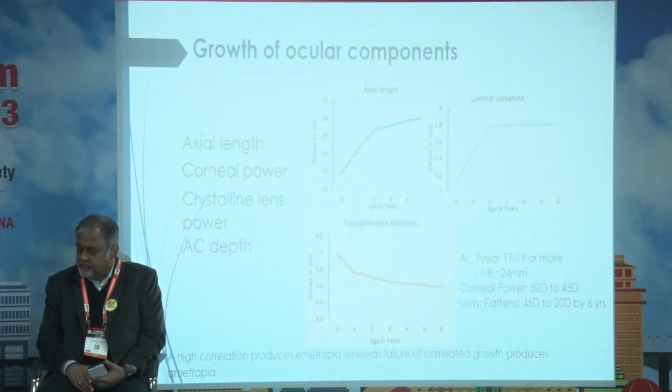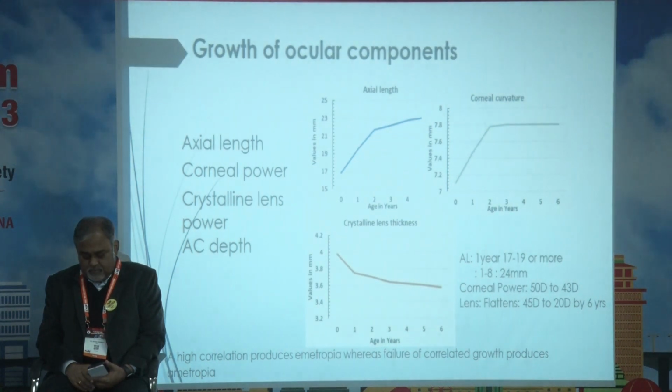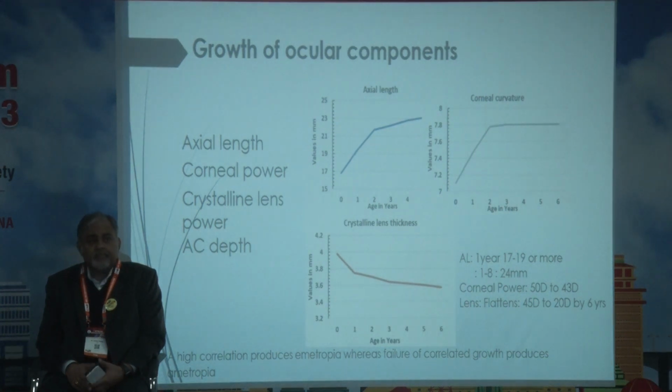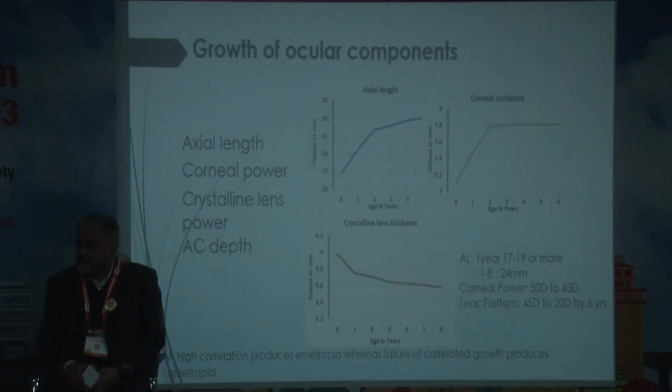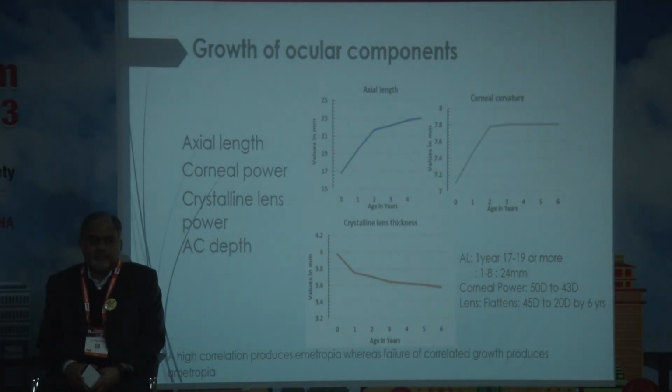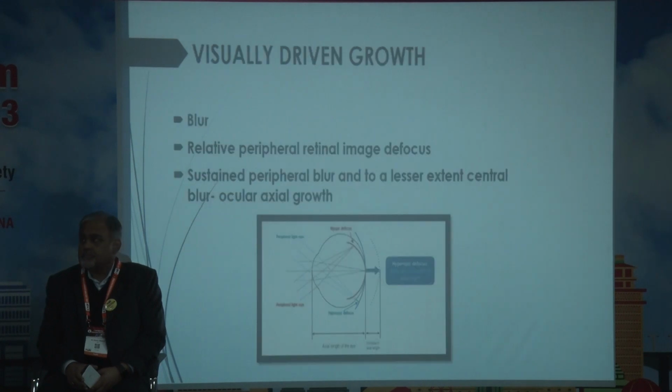error. And this growth of ocular components requires a correlated growth between all these components: the axial length, corneal power, crystalline lens power, and the anterior chamber depth. We know axial length should increase to 24 millimeter, corneal power should reduce from 50 to 43, and the lens should flatten from 45 to 20 diopters by 6 years of age.